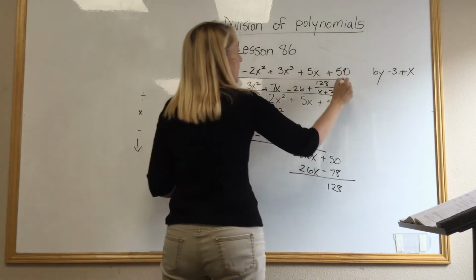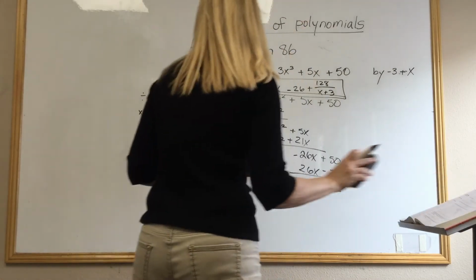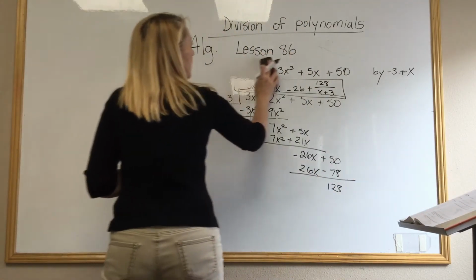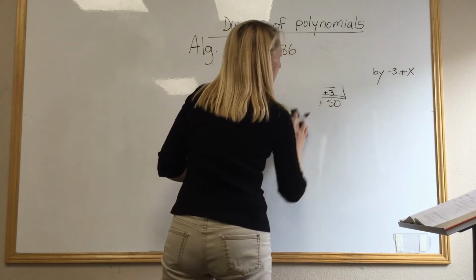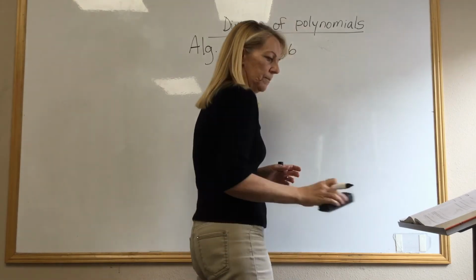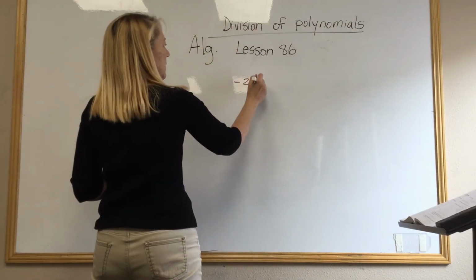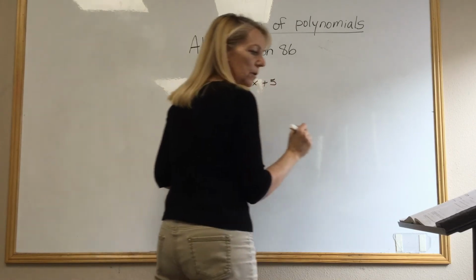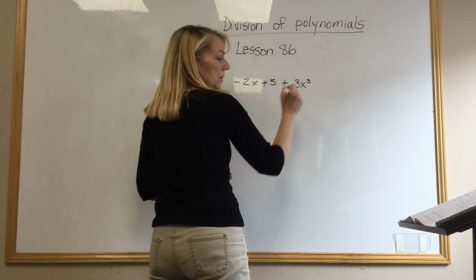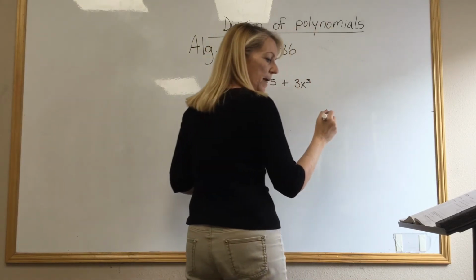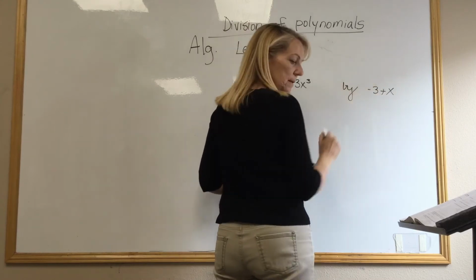Now, let's do another one, because those are hard to do if you've never done them before. Okay, we're going to do negative 2x plus 5 plus 3x to the third, and we're going to divide it by negative 3 plus x.